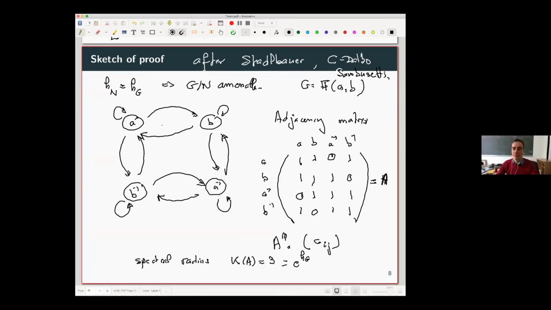Sure. Okay, so I have one question. One thing is you've used here the normality of N, but if you take care of, say, left and right actions, does the same proof essentially generalize to, say, coamenability of N in the free group?